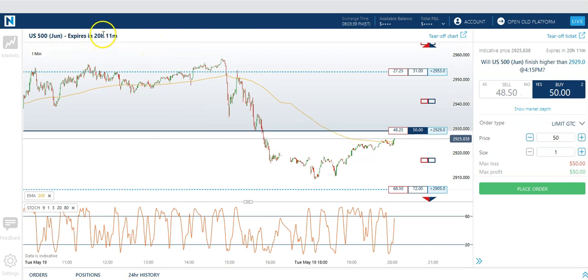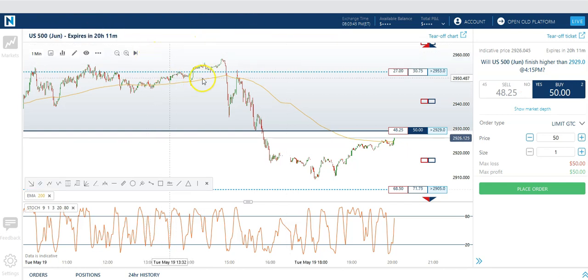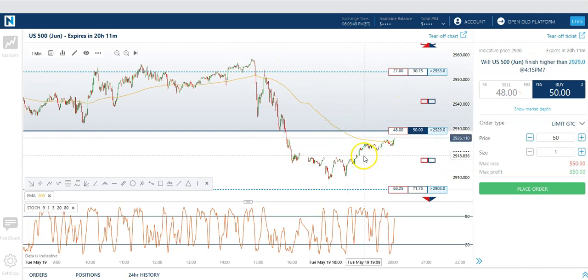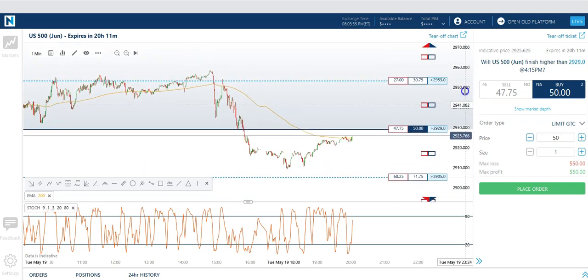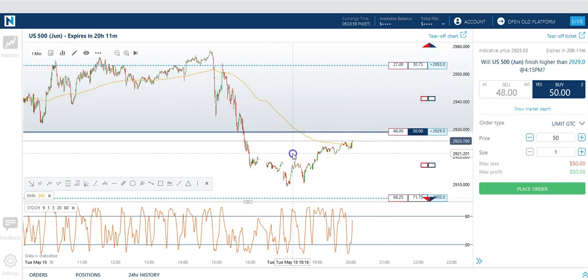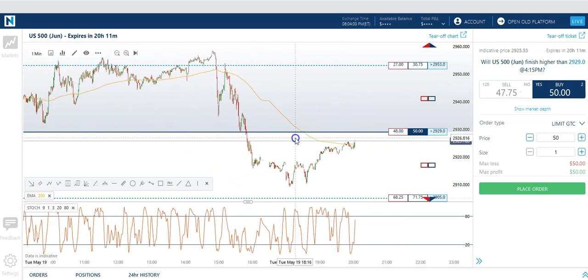We have 20 hours and 11 minutes left. Okay, up here it says June, and that's the June ES futures. So if I left click, I can kind of move this. If I left click the axis up and down, it'll do it. And I could left click and then move price, right?